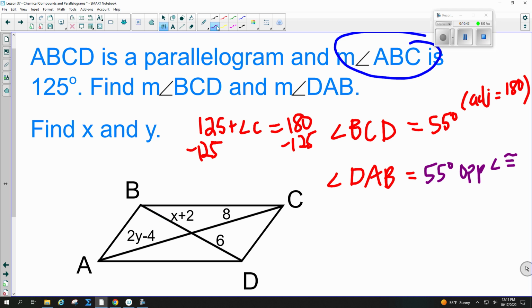Yep. You guys, x plus 2 equals 6. See this piece here? It is congruent to this piece here, right? That's a diagonal, and it got bisected. So subtract 2 from both sides, so x is equal to 4.